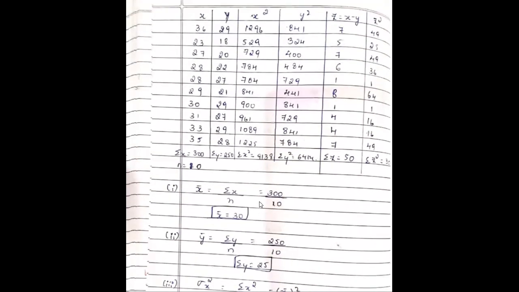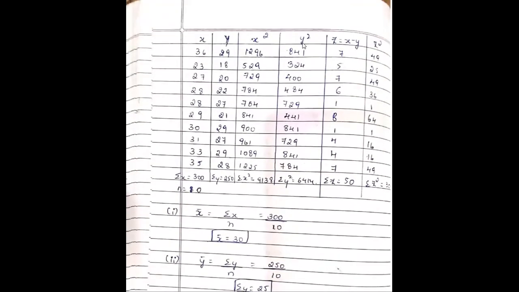Once we have sigma x, I also need sigma y in the formula. So I'll write the formula for sigma y square, which is summation y square by n minus y bar the whole square. Y bar is already there. N is the number of values, which is again there. I need only summation y square. So go back to the table. Form the next column, y square.